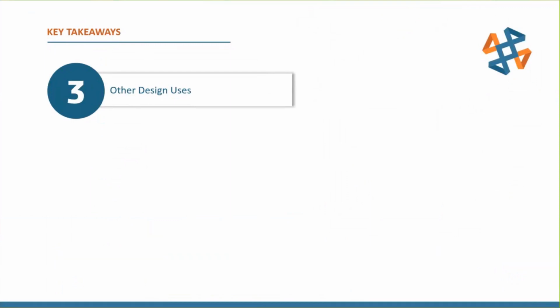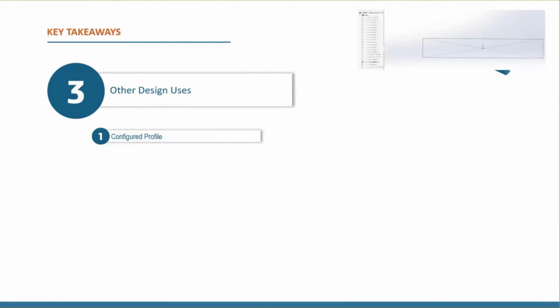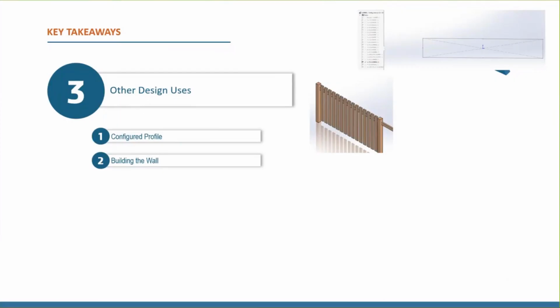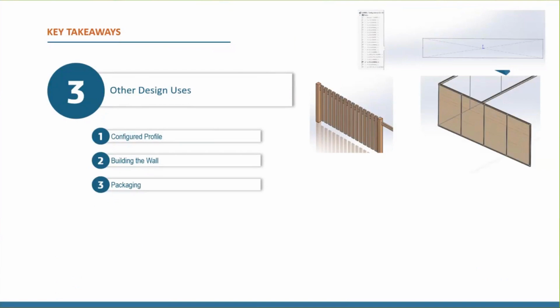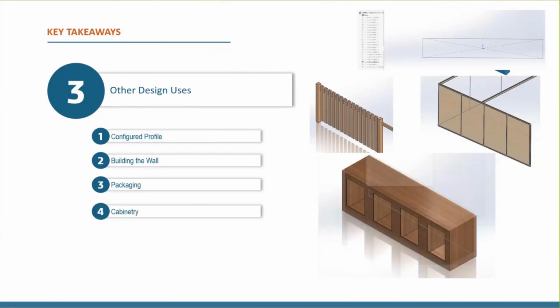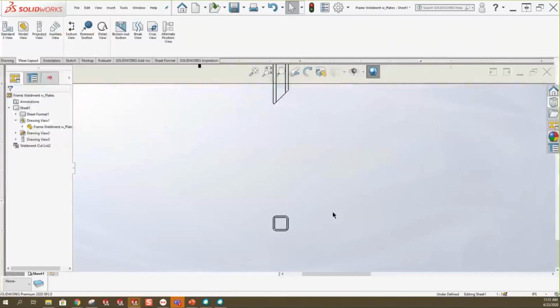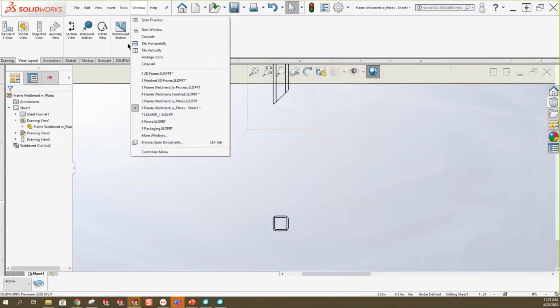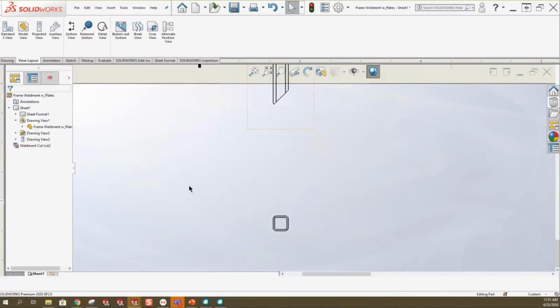Other design uses. You have the ability to configure a profile. Again, because I'm kind of talking lumber, I'm going to show you a quick example, but I'm not going to go through the whole building process of this. Building a wall, packaging, and even cabinetry. So these are all different scenarios that I can use to use weldment profiles. So if I go back here, just so you know, here is my weldment.